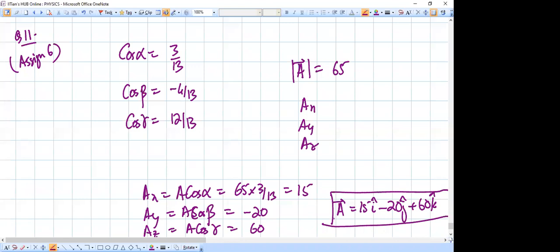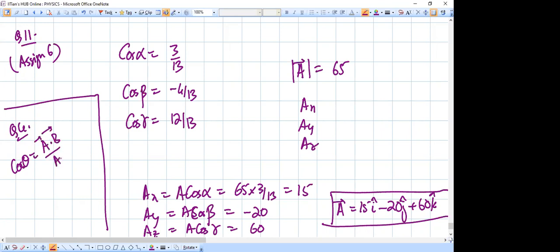Okay, and question number 4. Friends, for question 4, you just use this formula that cos theta is equal to A dot B divided by AB, like we did in that question today. The two vectors are given in component form. Just use that. Vector A over here is i cap plus j cap. Vector B over here is 2 i cap plus 2 k cap.